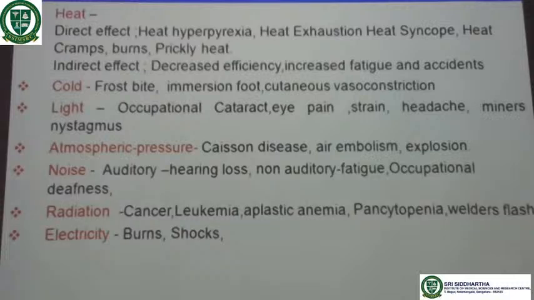When it comes to cold under physical hazards, frostbite, immersion foot, and cutaneous vasoconstriction are common problems we come across, depending on the occupation once again. Illumination, already discussed, may lead to eye pain, strain, headache, miner's nystagmus, and occupational cataract. When it comes to atmospheric pressure, we have caisson disease, air embolism, and explosions have also been reported. When it comes to noise, we have hearing loss and non-auditory effects like fatigue, and occupational deafness. Radiation, already discussed, leads to different types of cancer, including leukemia and aplastic anemia. And one more important point under physical agents, depending on occupation, is electricity, that is, burns and shocks are expected.